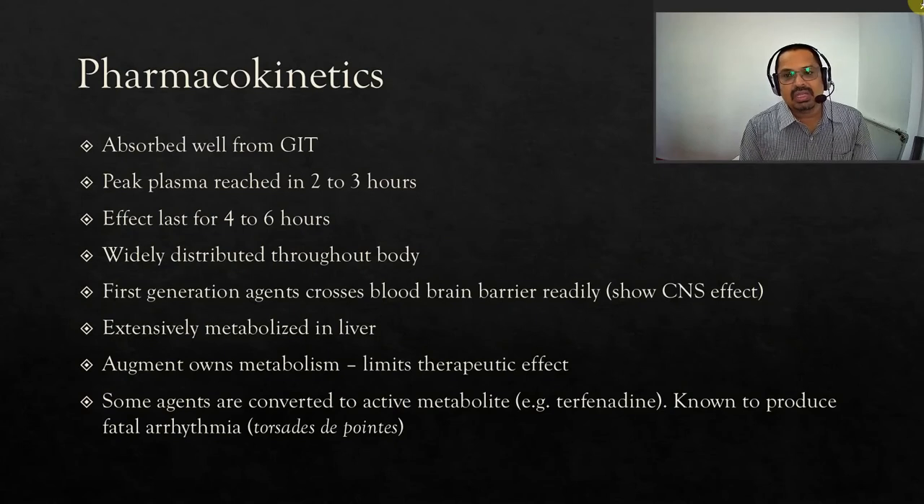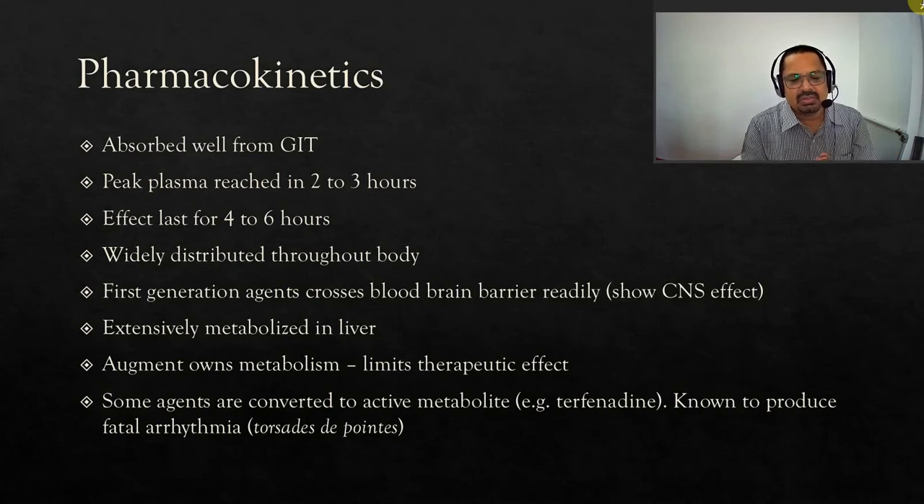Next are the pharmacokinetic parameters. What are the various pharmacokinetic parameters of it? They are absorbed well. All conventional antihistaminic agents are absorbed well. Peak plasma level reaches within 1 to 2 hours. The effect lasts for 4 to 6 hours, so generally 2 or 3 times a day it is required. They are widely distributed throughout the body, so wherever required they will be distributed. So the plasma volume of distribution is very wide.